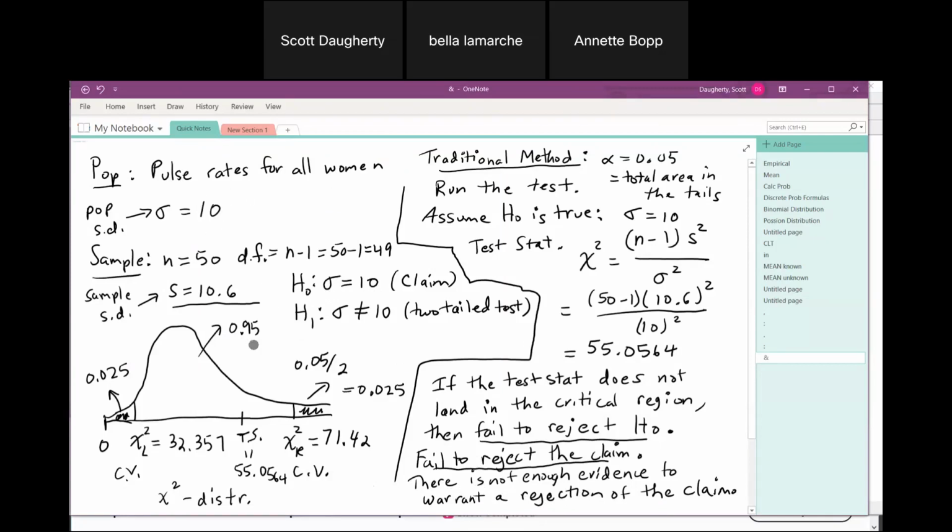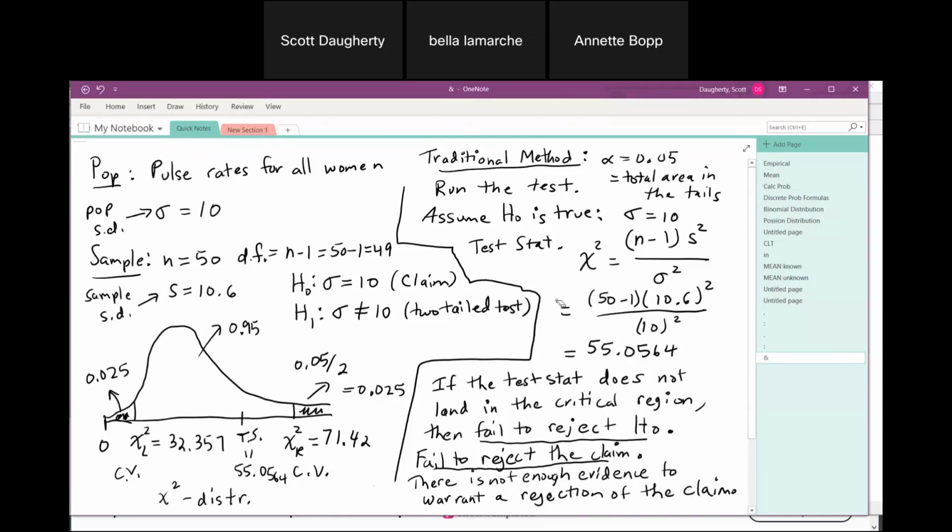And the reason we can't reject it is because 10.6 is not that far away from 10. In terms of a chi-square value, it's at 55, and 55 does not go above 71, and it doesn't go below 32. So let's play with this a little bit, and I'll do the p-value method in a second. Well, maybe I should do the p-value method first, and then I'll go back and play with this.